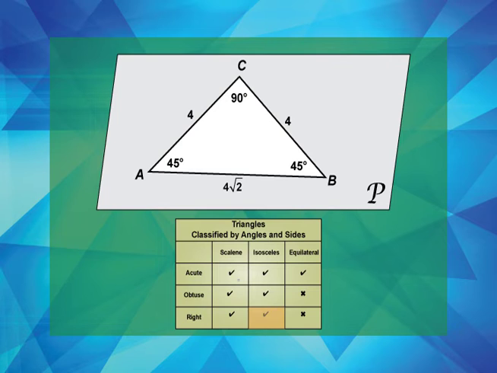This is an example of an isosceles right triangle. See the two congruent sides? See the congruent base angles? See the right angle?